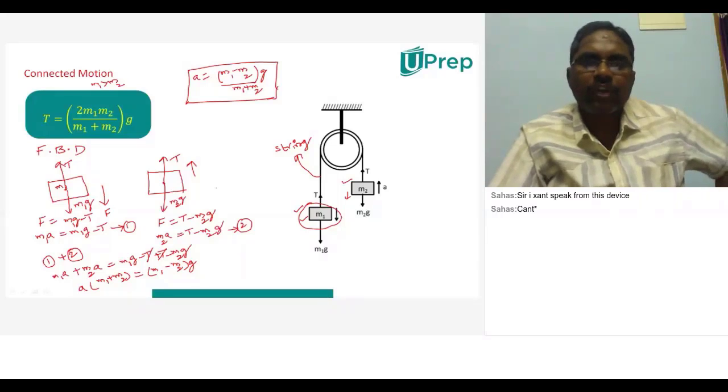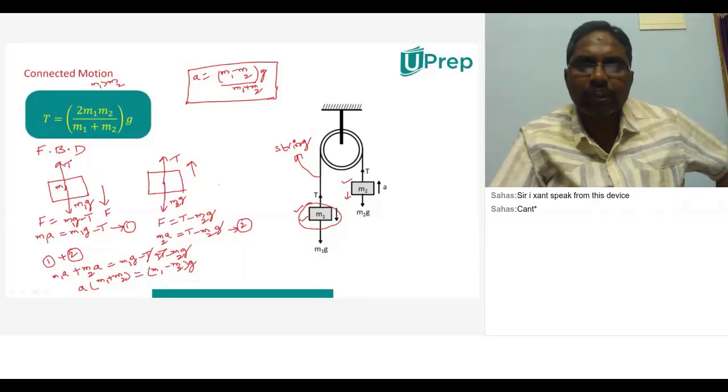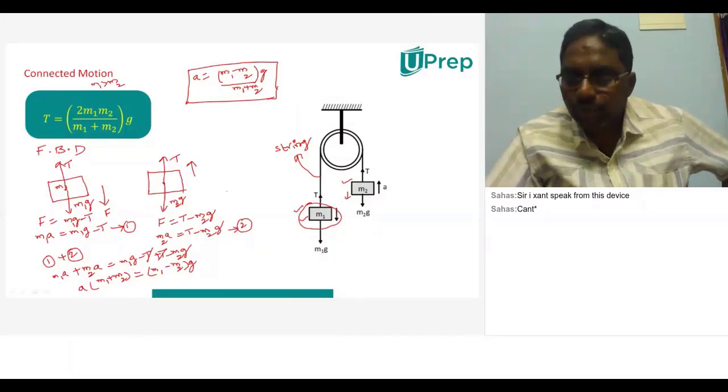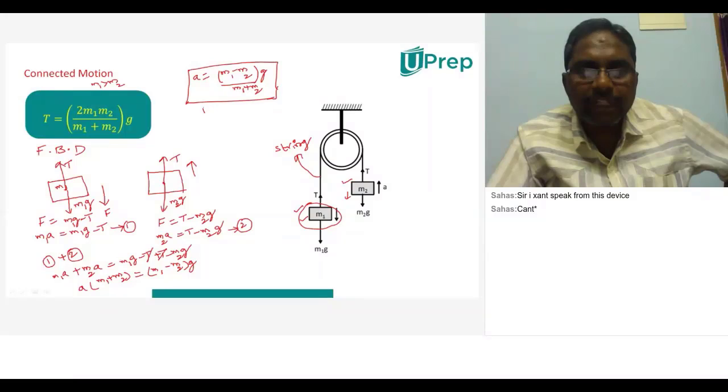Okay. Now, have you understood, Arnav, a is equal to (M1 minus M2) by (M1 plus M2) into g? Yes, sir. Right. So, by doing what, you got this equation? By adding equation number 1 and 2, isn't it? Yes, sir. Right. Now what I am going to do is divide equation number 1 by equation number 2.